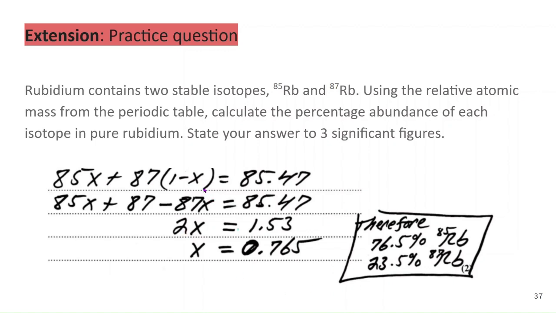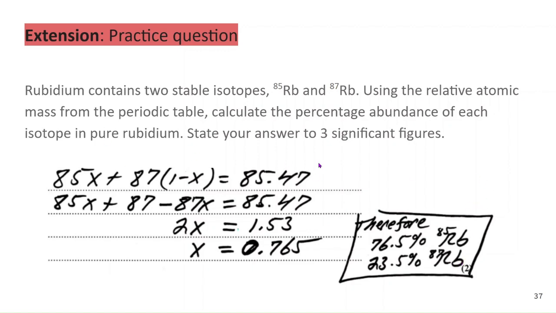So if you do a little bit of algebra, we multiply 87 by 1 and by x, we get this right here, and then we simplify it to this, and eventually we get x equals 0.765, which we multiply by 100 now to get a percentage. This is decimal form. For percentage, you multiply by 100. And we get 76.5%. You can then do 100 minus this to give you 23.5%. So 76.5% rubidium 85, 23.5% rubidium 87.